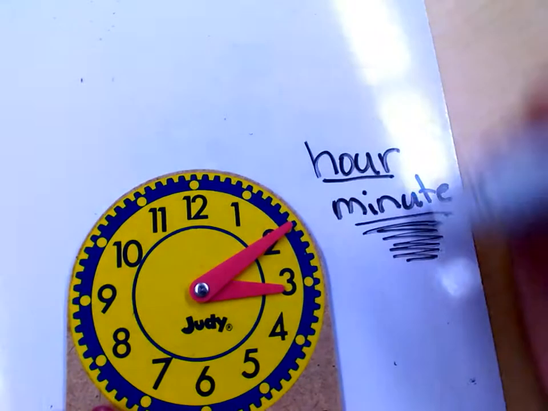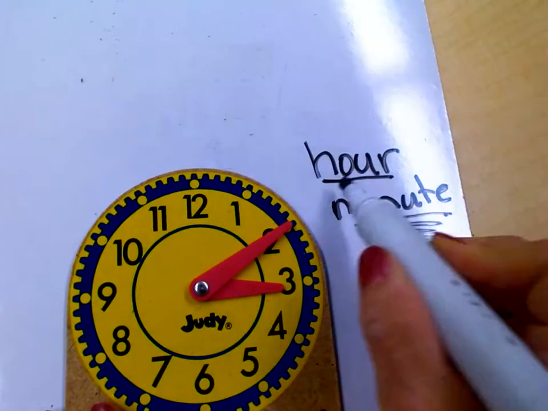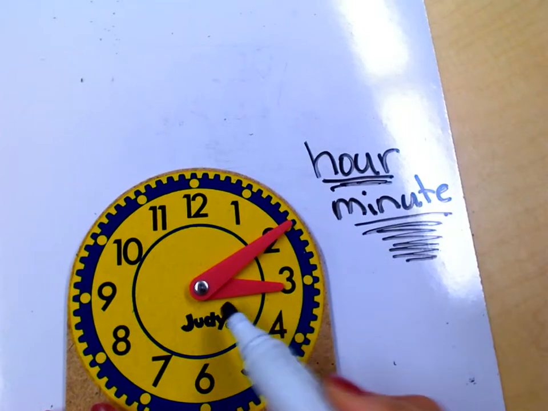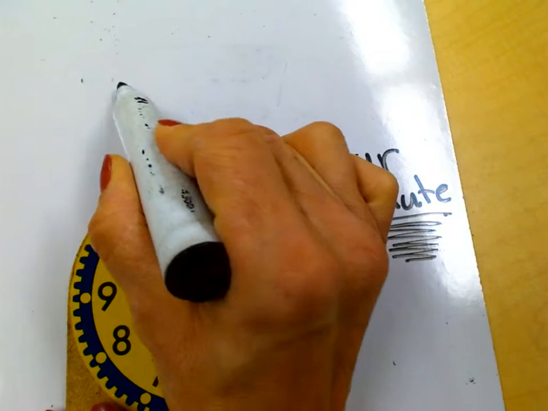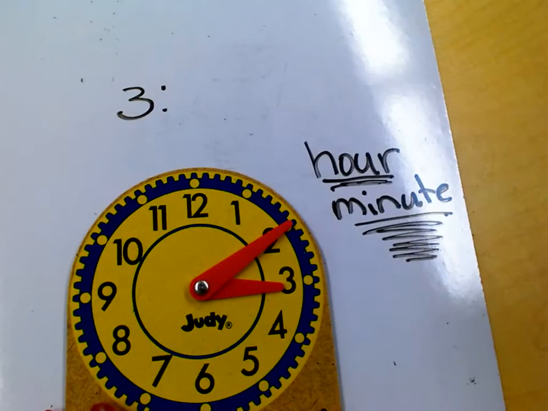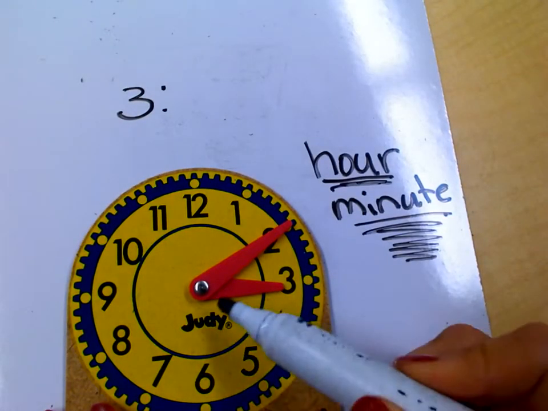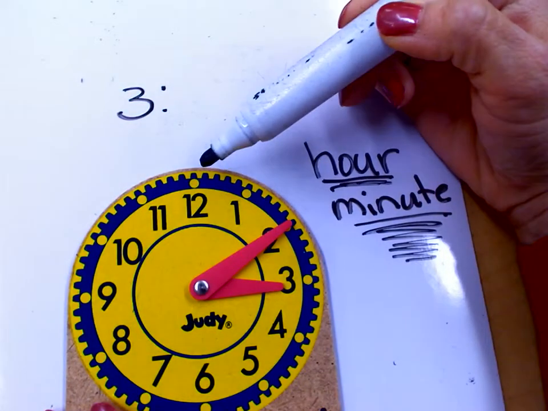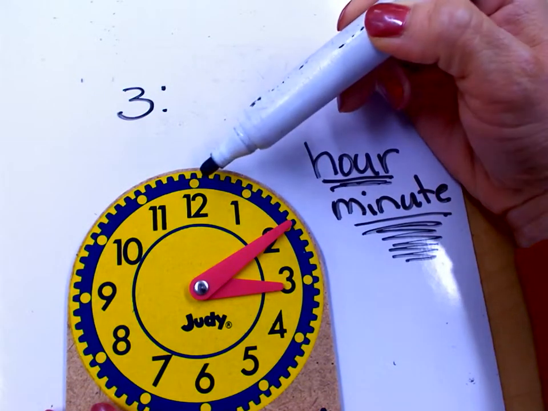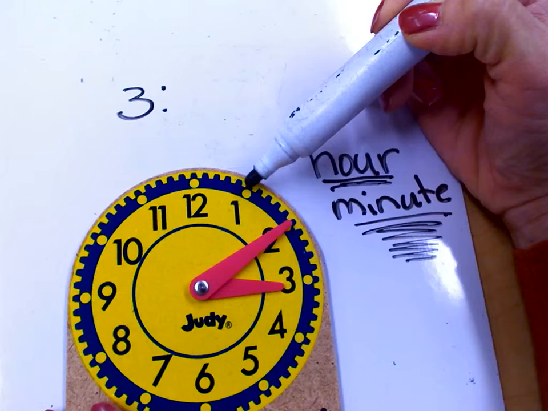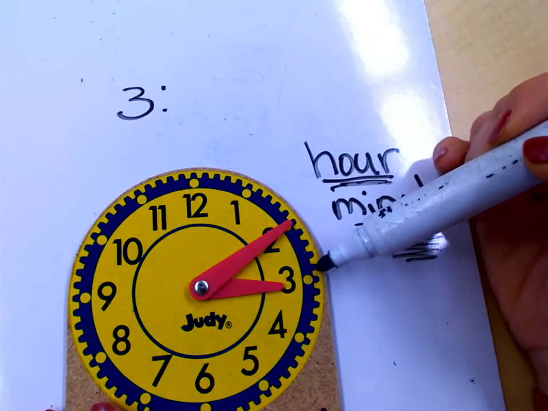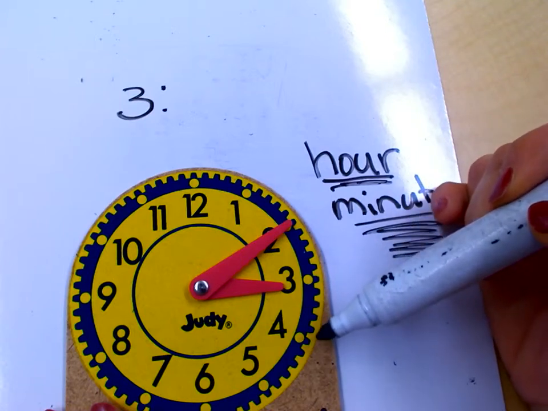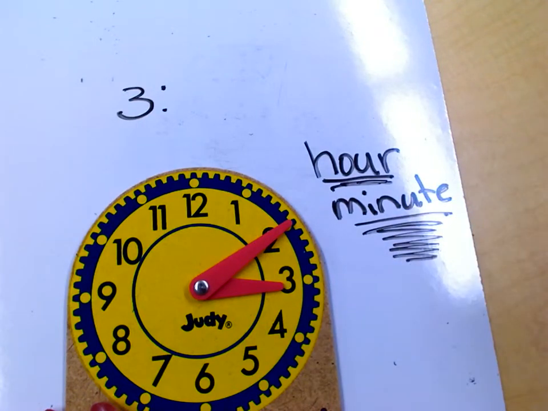So I'm going to erase this, and I'm going to look at my short hour hand, shortest hand on my clock, and I'm going to say, oh, it's right at the 3. So I'm going to say it's 3 dot dot. Remember, the hour comes first. And then I'm going to look at my minute hand. Now I know that in between each of these numbers is 5. 1, 2, 3, 4, 5. So I can count by 5s to make it more efficient.